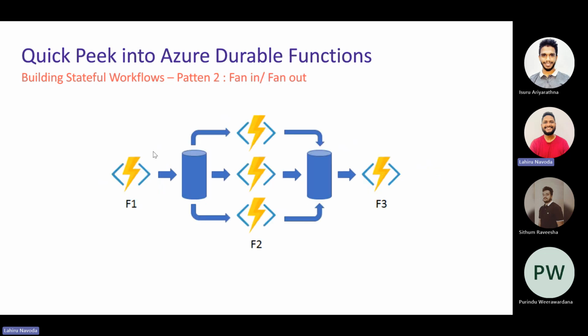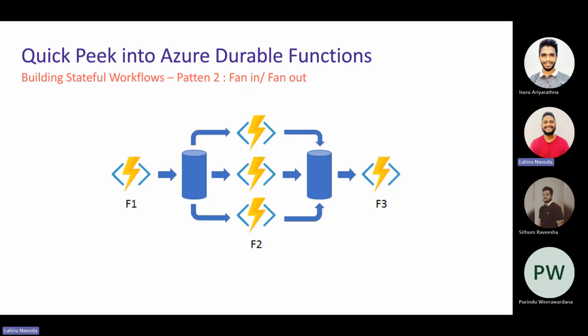Then the second pattern is fan-out and fan-in. If you pay attention to this diagram, we have function one. After its execution, you can fan out to several functions and execute them in parallel, and then after the execution of these functions, you can fan in to this single function F3.